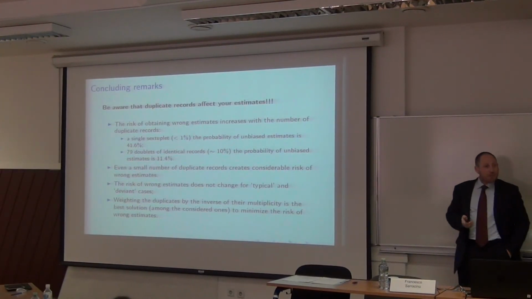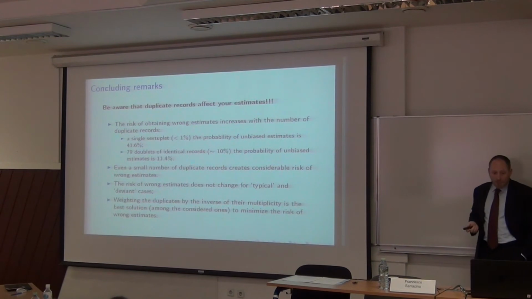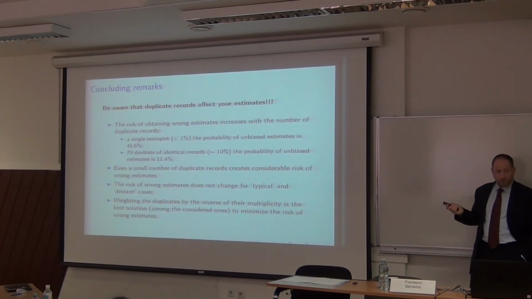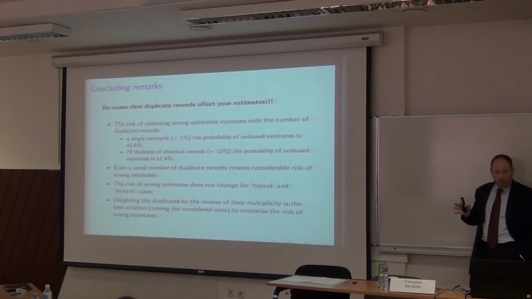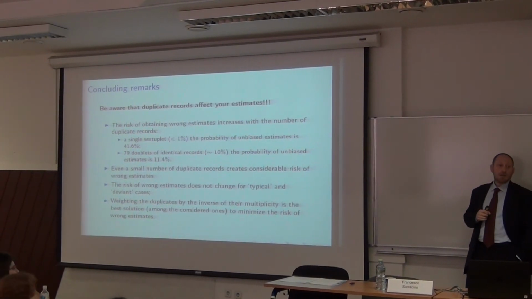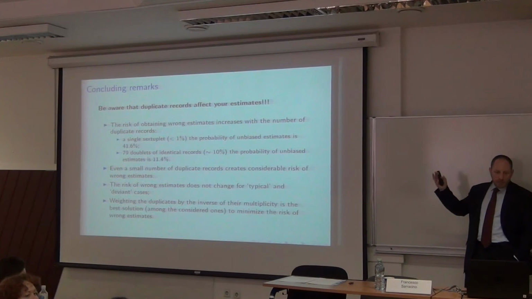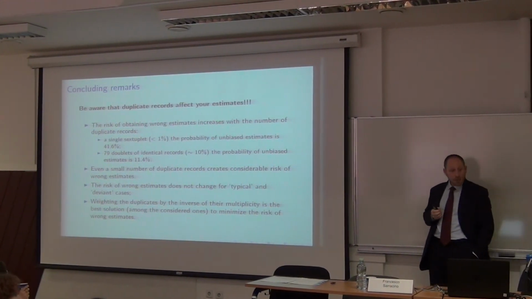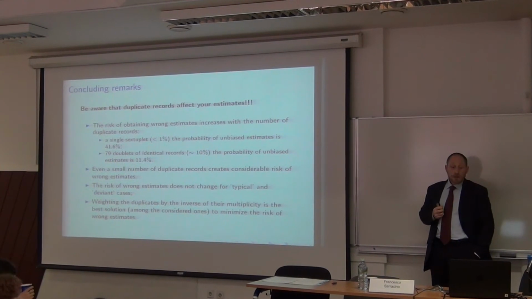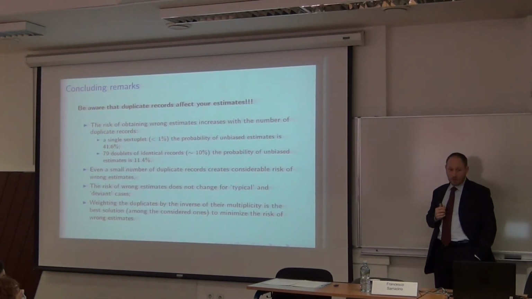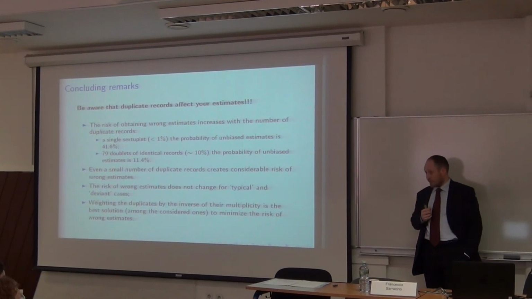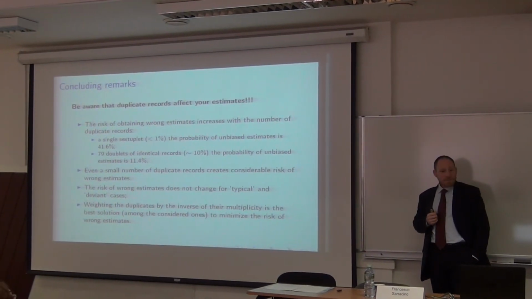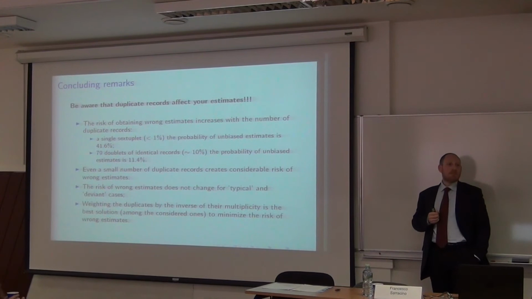The risk of obtaining wrong estimates increases with the number of duplicate records. A single sextuplet gives a probability of unbiased estimates of 41.6%. 79 doublets corresponds to a probability of unbiased estimates of about 11.4%. So even a small number of duplicates matter.